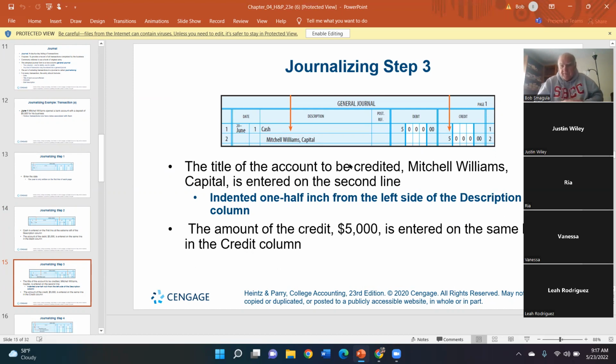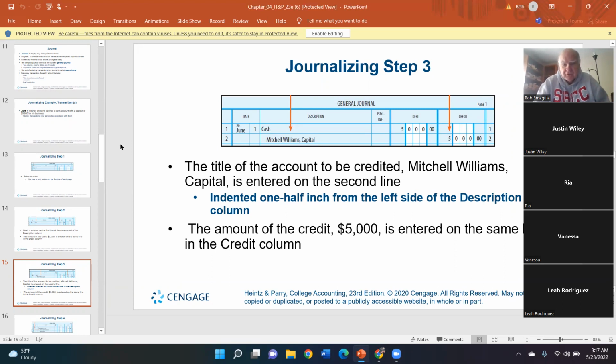And if we're happy with it and feel it's okay, we would then post and move it into the general ledger. Please take a look at where it says Mitchell Williams Capital. Notice the indentation. That's very, very important. All credits under the description column must be indented. It's the convention. It's what people expect to see. It's what your auditors look for. It makes things a lot easier when you're trying to run your eyes down a column of numbers, okay?